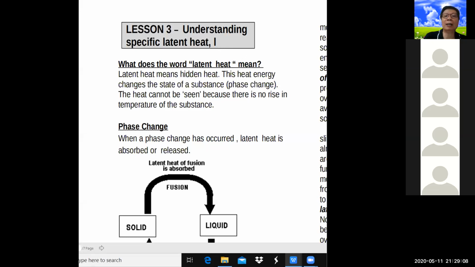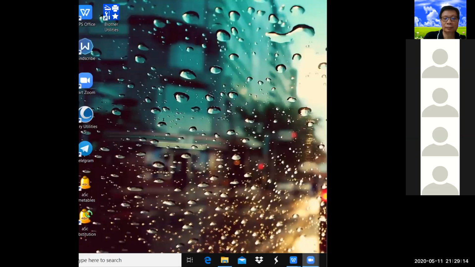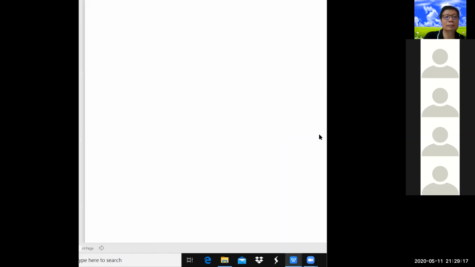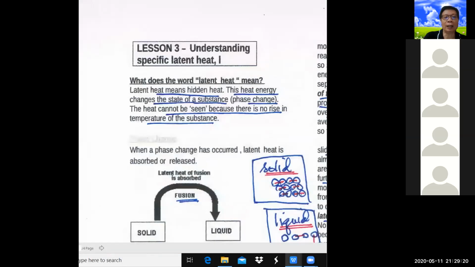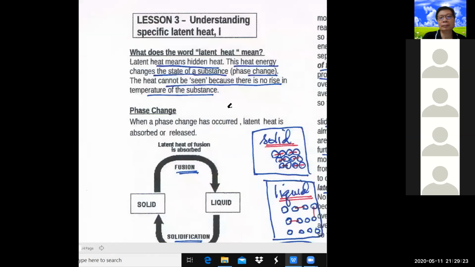Close this paper first. Let's look here. Ready or not, everyone? Okay. What does the word latent heat mean? Please highlight. Latent, if you find it in the dictionary, means hidden, when you cannot see it. Latent heat means hidden heat. Hidden means you cannot see it. Why can't you see it? I will ask you later, you tell me why.